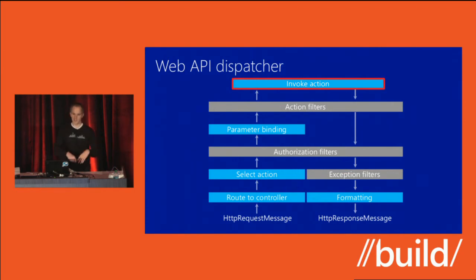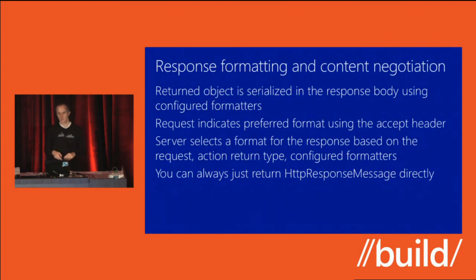We invoke your action. You run your wonderful business logic, do whatever it is you wanted to do, and you return us something, some object, and we're going to now format the response. The returned object is serialized into the response using, again, the configured set of formatters, except this time when we're picking the formatter, we're going to do it based off of content negotiation.